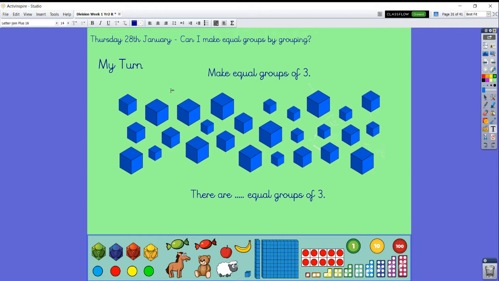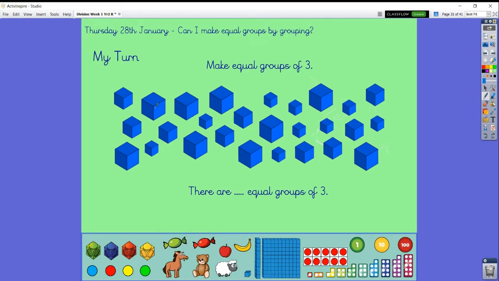So that means we're not going one for you, one for me, one for you, one for me, or one for you, one for mum, one for dad. We're going to take 3 at a time. So we've got 27 cubes here. I'm going to take these 3 and put them in a group. I'm going to take another 3 and put them in a group. I'm just going to keep taking these 3 cubes and grouping them at a time.